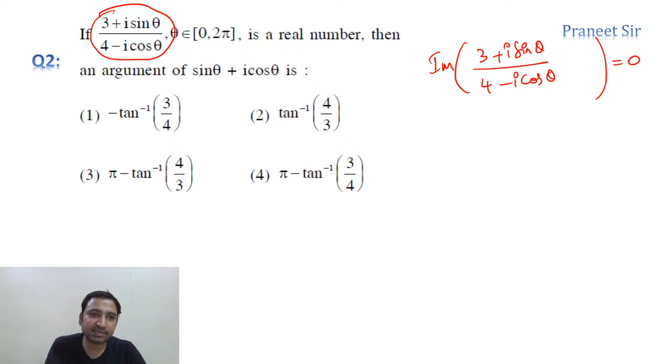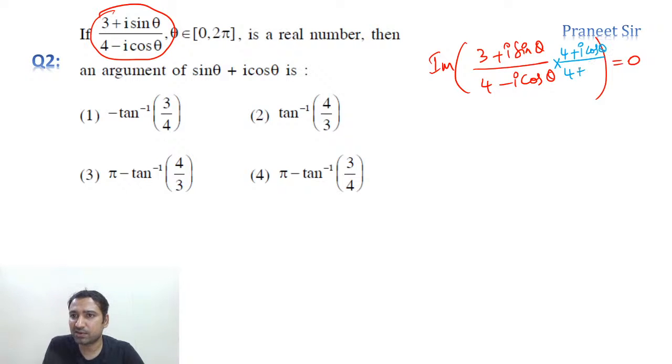But how to simplify this? Same method. You just need to multiply both the numerator and denominator with the denominator's conjugate. What is the denominator's conjugate? 4 plus i cos theta by 4 plus i cos theta. Rationalize it.